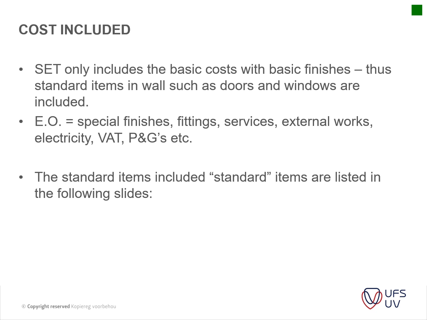Okay, so the costs included: the storey enclosure tariff only includes the basic cost of the building finishes. Thus standard items such as doors and windows are included. Extra over items that still need to be included are special finishes, any other special fittings, services, external works, electricity, VAT, then your P's and G's, and obviously contingencies as well, depending on the accuracies.